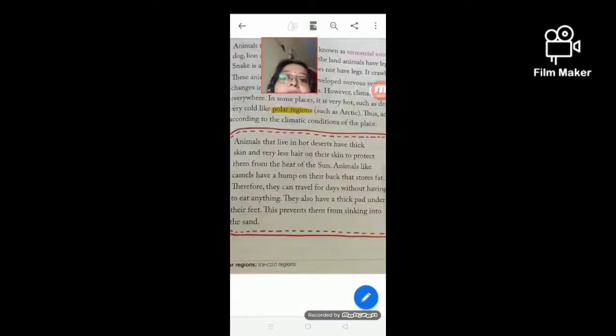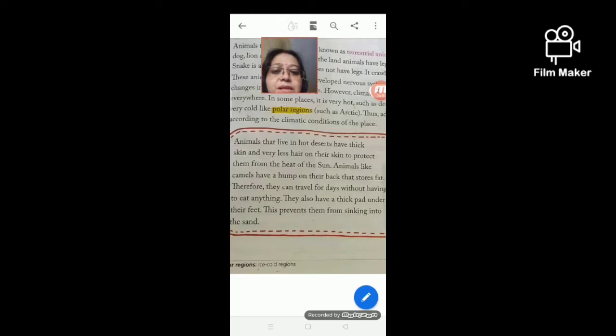Now, see, animals that live in hot deserts have a certain kind of adaptation. As the place is very hot, they have thick skin and very little hair on their skin to protect them from the heat of the sun. This is their adaptation.